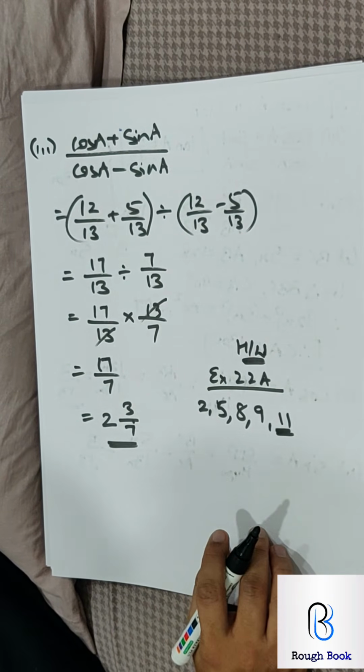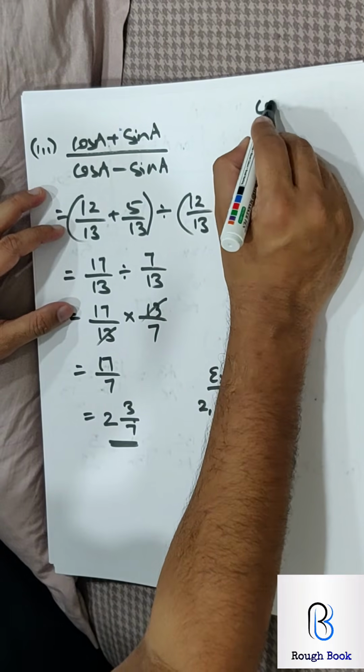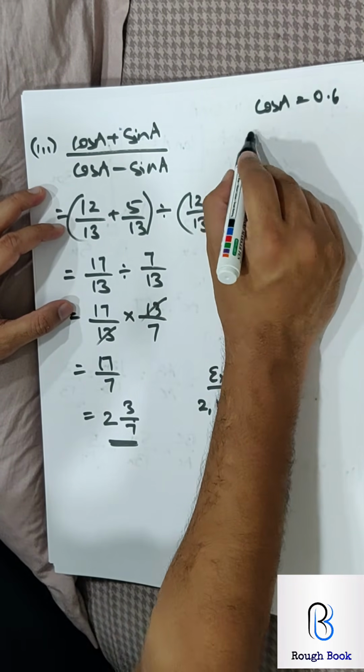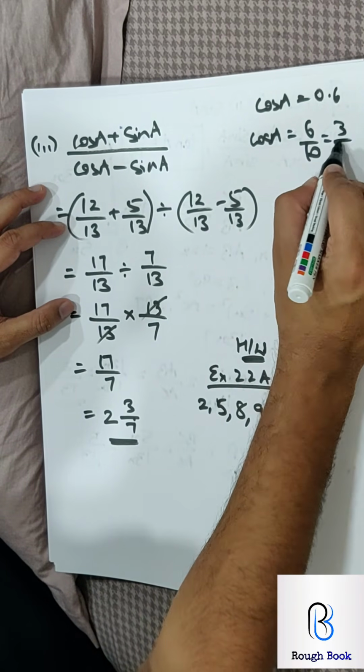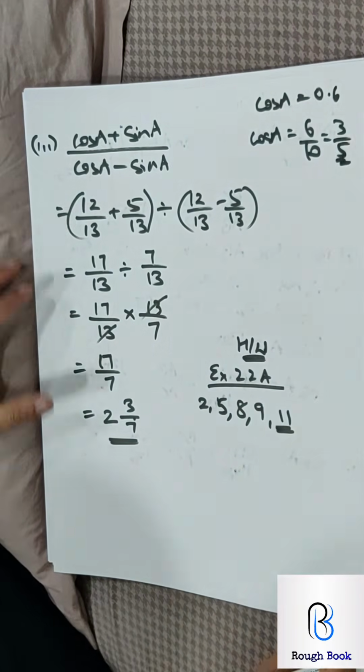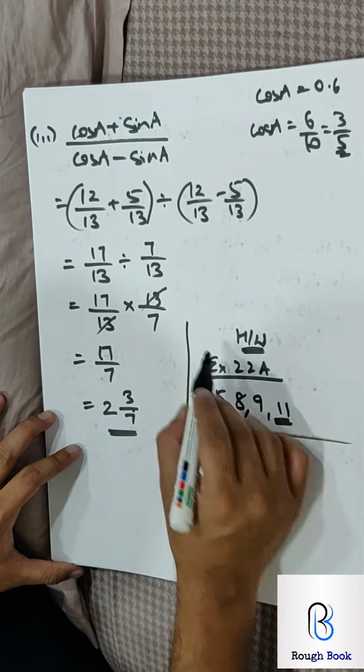You've been given cos A as 0.6. I'm just giving you the start for 11A. Take cos A as 6 by 10. So 6 by 10 will become 3 by 5. Now this becomes like your normal sum. So this becomes your homework.